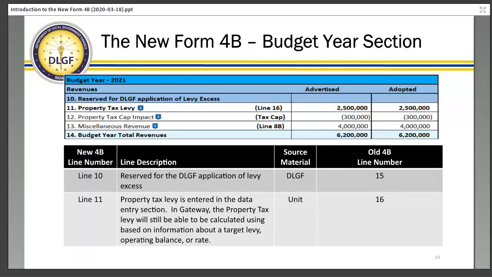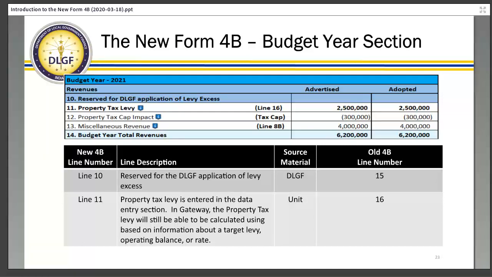Line 11 is your property tax levy. Again, focusing on revenue, this used to be on line 16 of the existing format. This is, with luck, the number that you see on your certified budget order. That's the property tax levy for this particular fund.